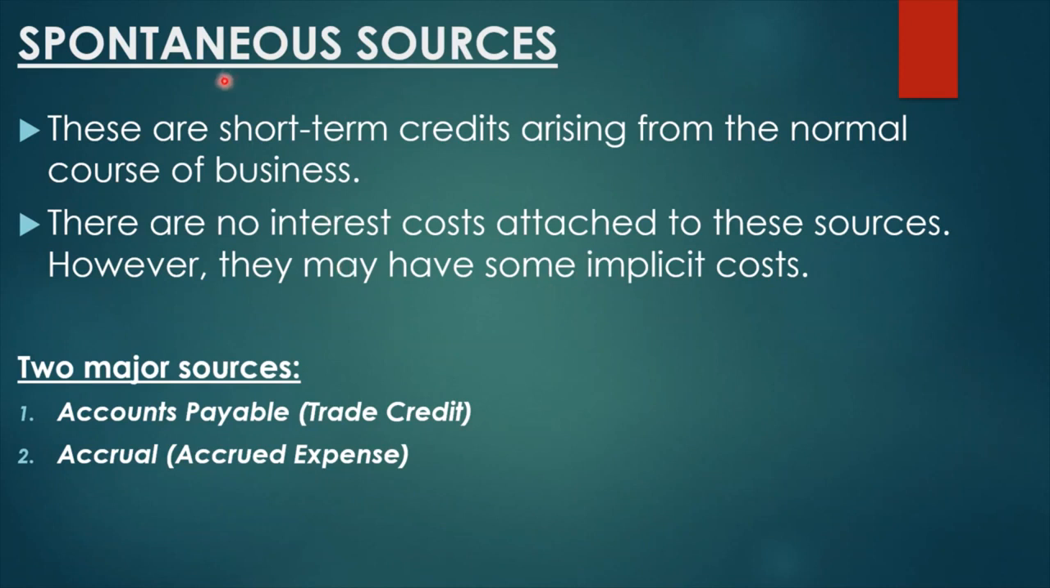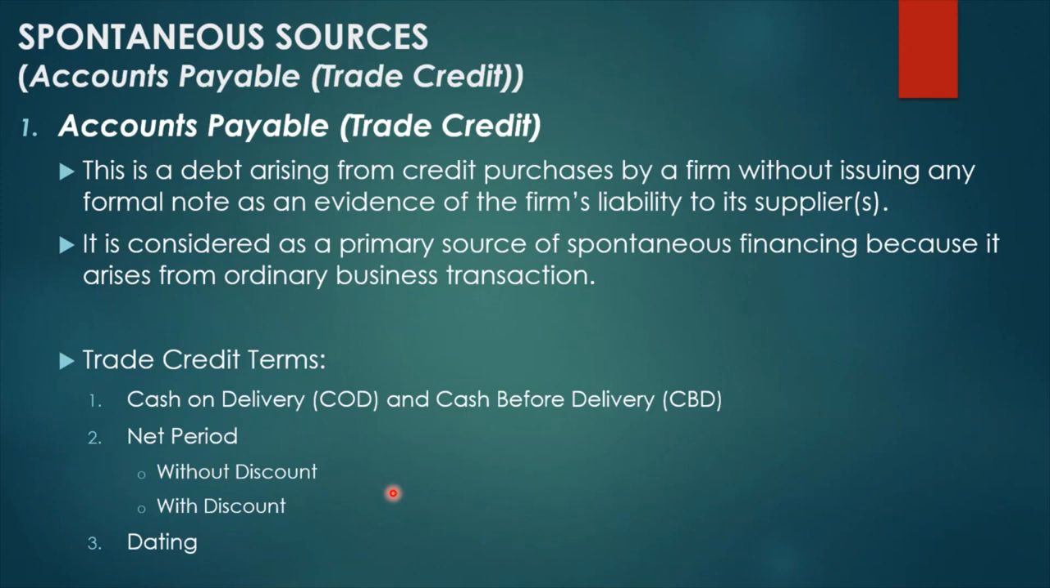Now, under spontaneous sources, may dalawang major sources rin. Si accounts payable or also known as trade credit. Bakit trade credit? Kasi nanggagaling siya sa normal operations ng business, sa normal course niya. And next is the accrual or, as you know, accrued expenses. Now, si accounts payable tayo. Si trade credit. Now, ano to siya?